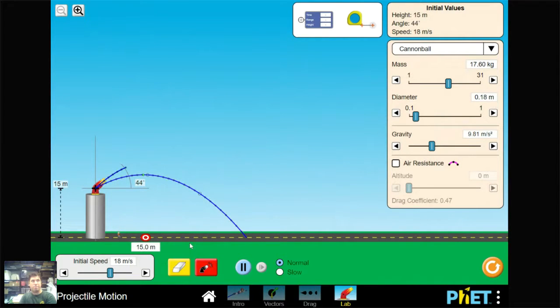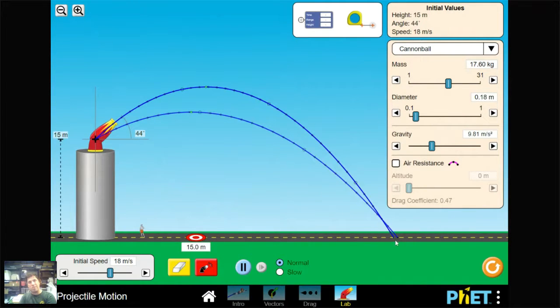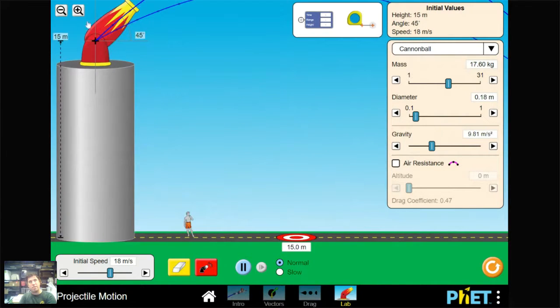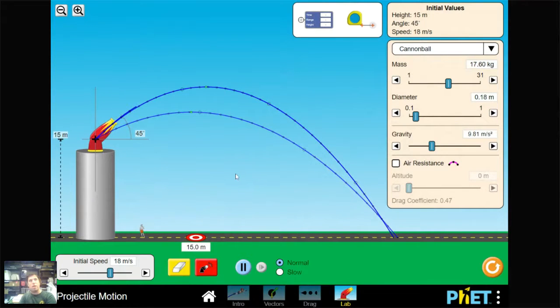Well, short answer is no. Ooh, that's close. But no, the 30-degree angle, so I've got a 45 now, beat, zoom out, shoot, beat the 45. There it is again. The 45 is actually shorter than a 44, which is shorter than a 30. Something changes when I am not starting and ending at the same height.